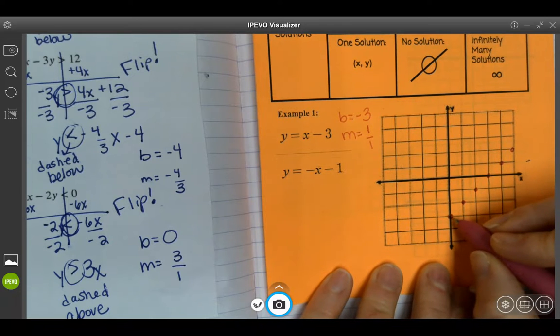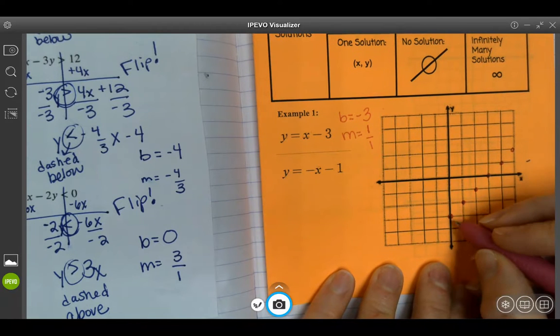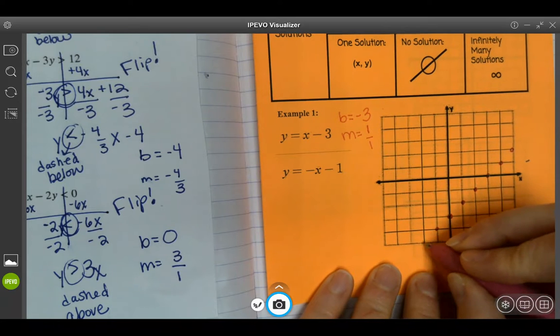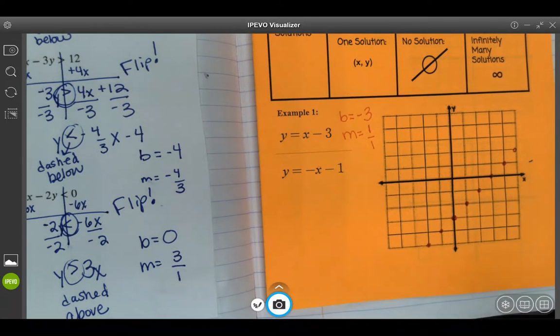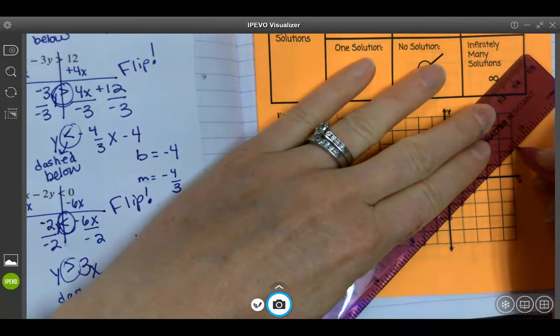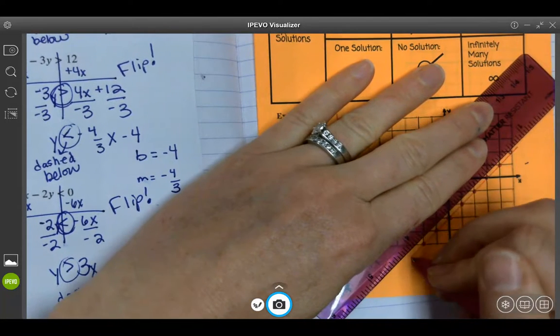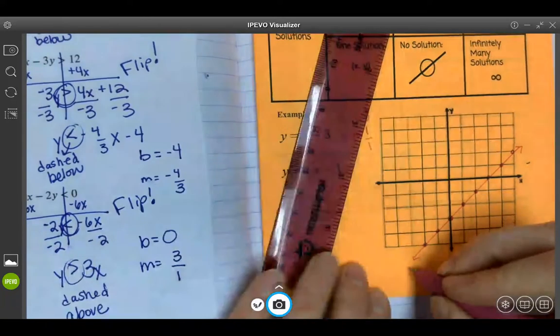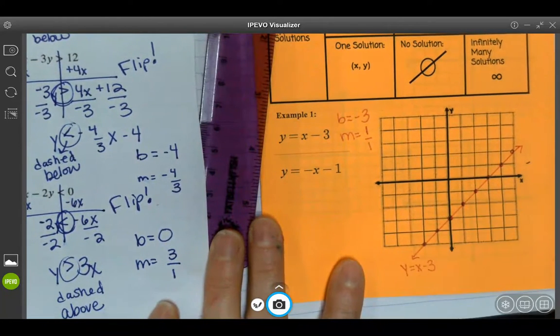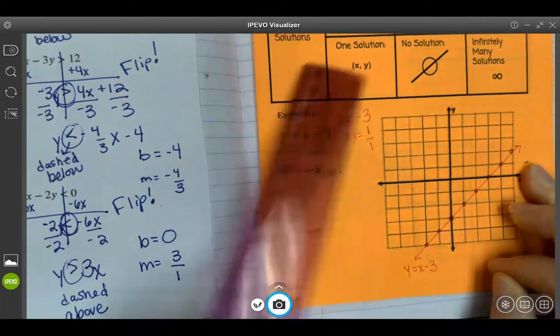Then go back to your y-intercept and go the complete opposite of up and right. Go down and left. Use your ruler to make a line. And we need to go ahead and name this line. I'm going to go ahead and write it out here: y equals x minus 3. So that way I know which one's which.